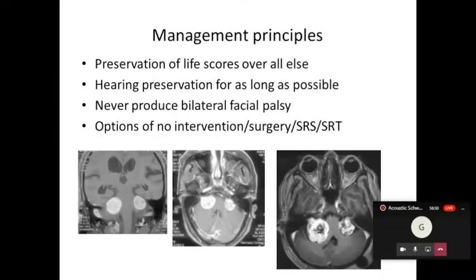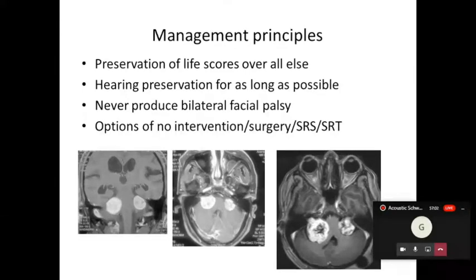Finally, remember, you have these 3 or 4 options. 1, don't do anything. 2, operate on these patients. 3, give them stereotactic radiosurgery or stereotactic radiotherapy. So I'll begin with the case that we have handled.